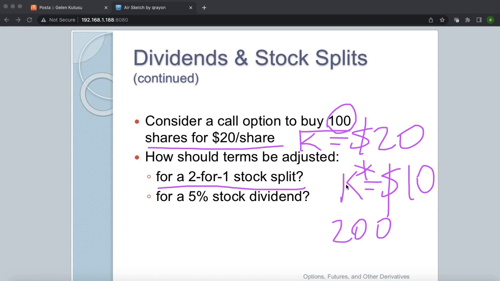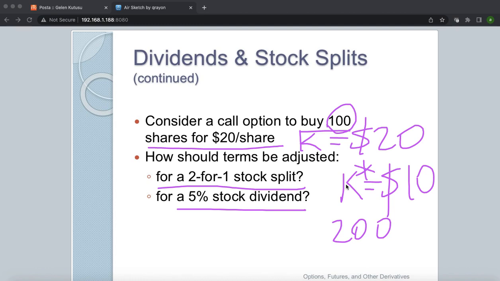For a 5% stock dividend, we can apply the same logic. So if we have a 5% stock dividend, you can immediately think that this dividend will cause the stock price to go down by 5%. So basically, 100, you can think of this as the stock price going down. In the 2 for 1 stock split, we had 1/2. But in the dividend case, we can think of this as the 100 stocks becoming 105 stocks. Okay, so that will cause a 5% decrease in the price of this stock.